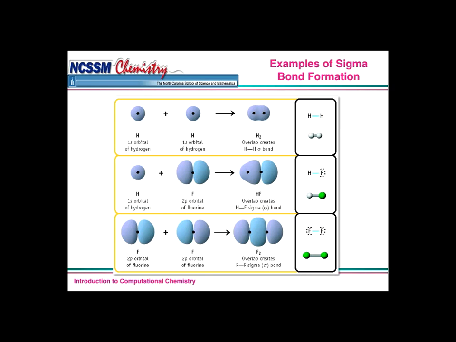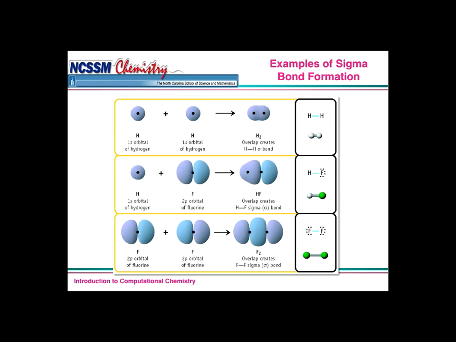Okay, the colors always need to match. When we do this on the server, you're going to have red and blue p orbitals. Reds always overlap with red. Blues always overlap with blue. Reds never overlap with blue, and blues never overlap with red. So you notice there I got the two dark blues that are overlapping, and that forms the HF sigma bond.